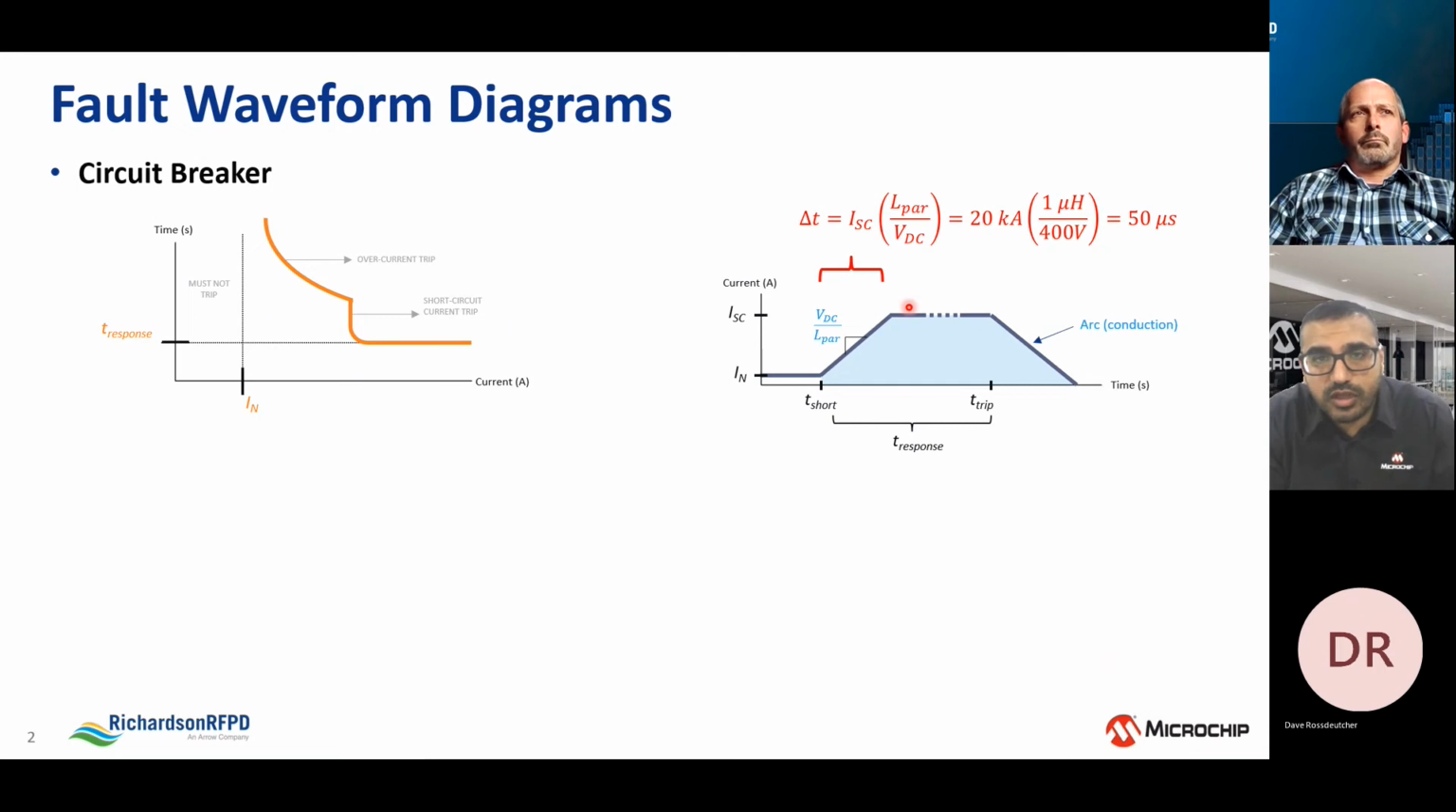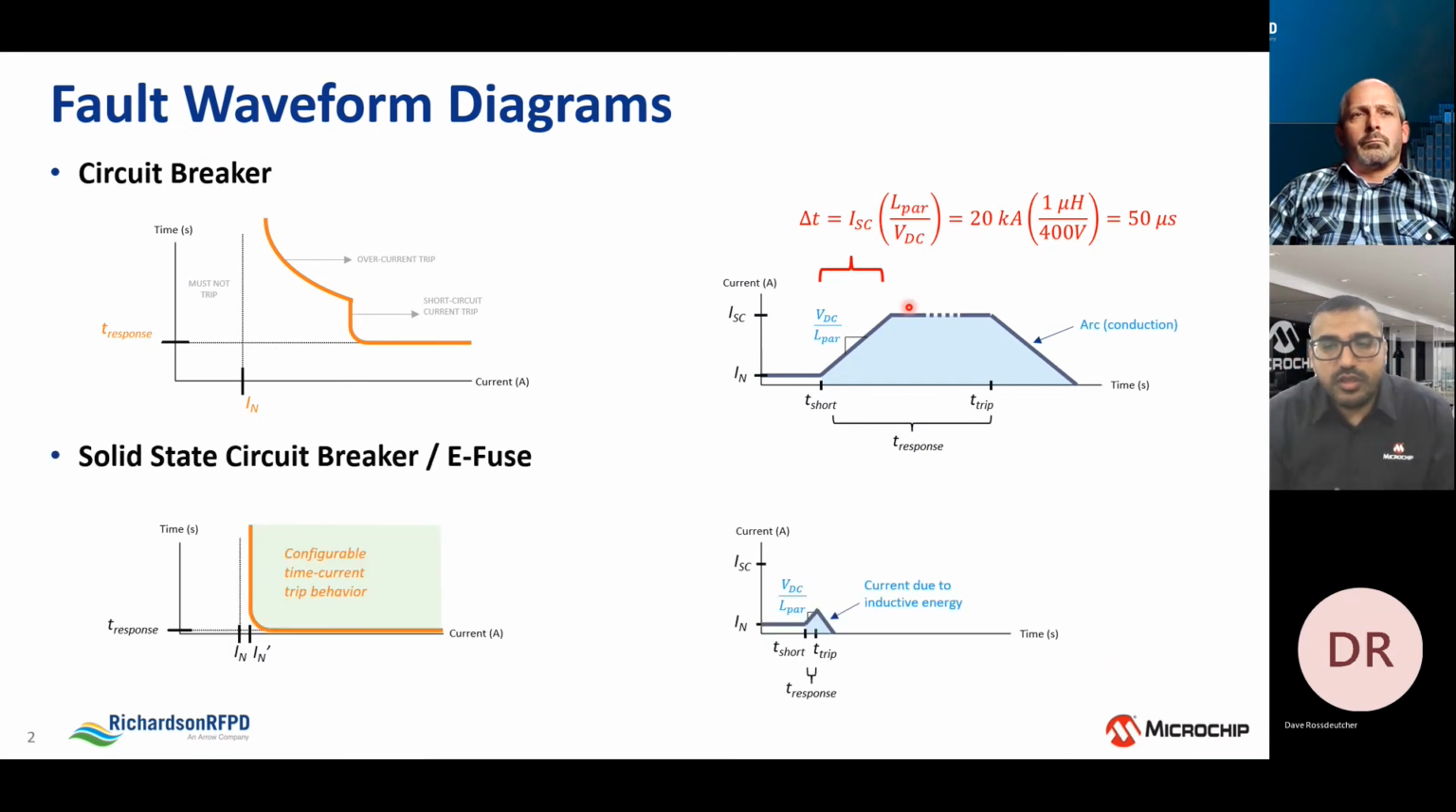Now, the benefits of a solid state circuit breaker or an E-fuse are shown at the bottom of the slide. You can see that by taking advantage of the inductance in the system and the fast response time of solid state devices, particularly silicon carbide, you're able to interrupt that current and prevent the let-through current and let-through energy from going downstream to your loads and the wiring. You can interrupt it very quickly and have a very low peak current and help protect the system.